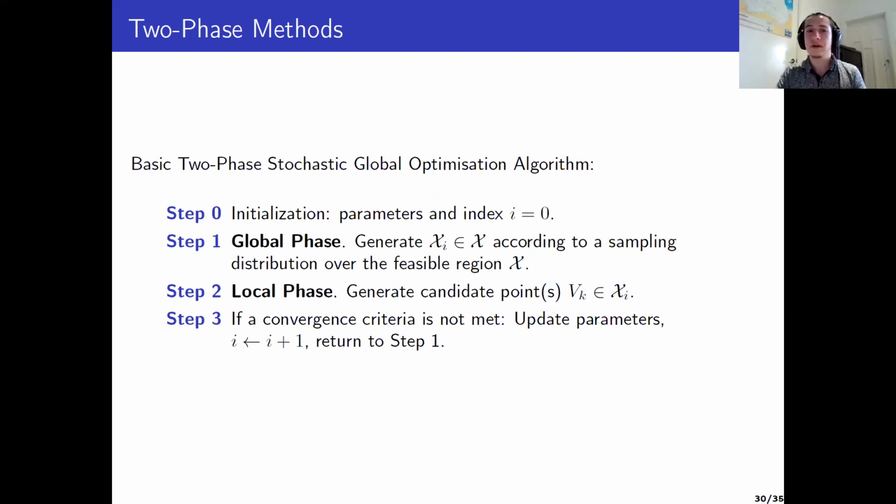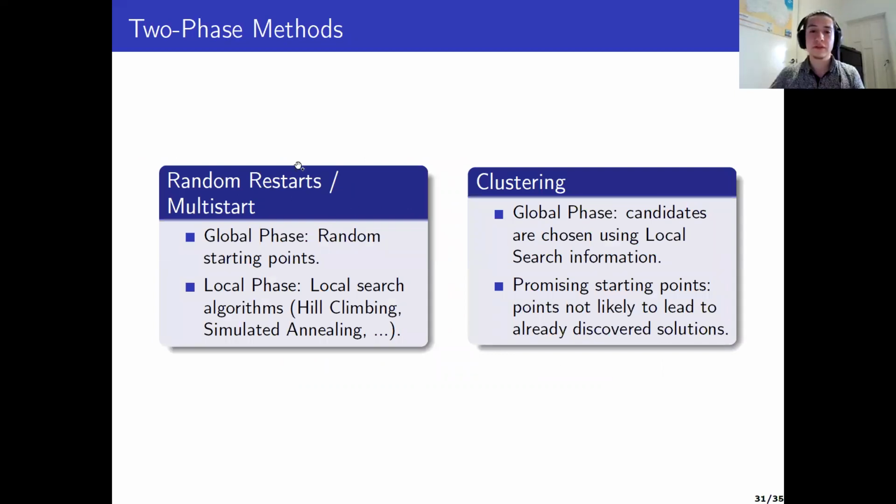Approaches that fall into this category are random restarts or multi-starts, where the global phase refers to the random starting points, and the local phase consists of local search algorithms from these starting points, which might be hill climbing or simulated annealing, for some examples. Another approach would be clustering, where in the global phase we pick candidates using the local search information. So we are only picking starting points that are promising, that is, points that are not likely to lead to the solutions that have been already discovered.